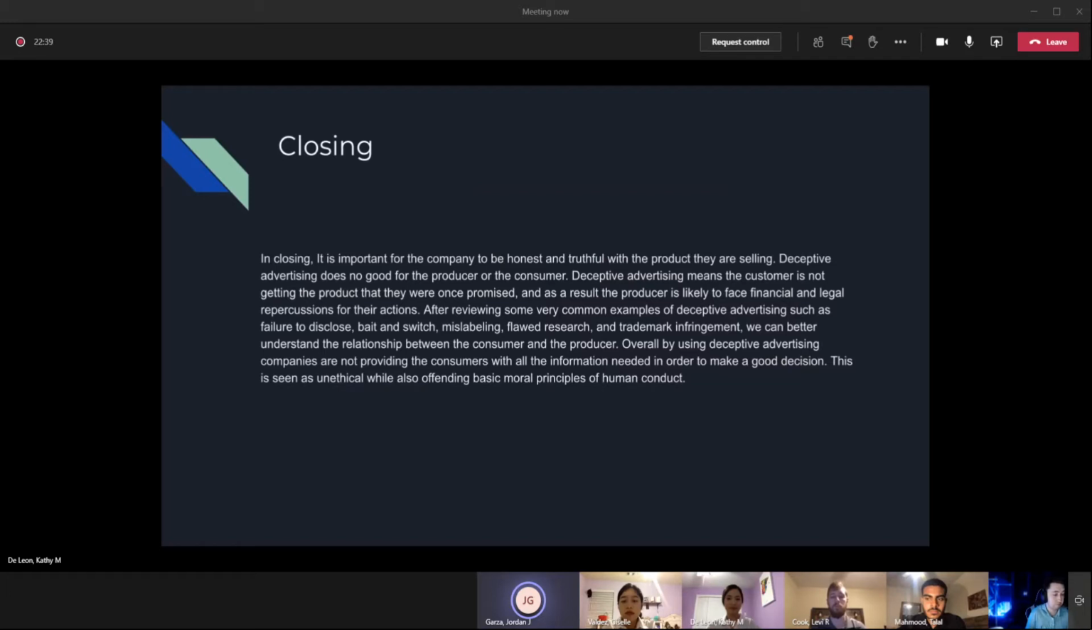After reviewing very common examples of deceptive advertising, such as failure to disclose, bait and switch, mislabeling, flawed research, and trademark infringement, we can better understand this relationship between the consumer and the producer. Overall, by using deceptive advertising, these companies are not providing consumers with all the information that they need in order to make a good decision. This can be seen as unethical while also offending basic moral principles of human conduct.